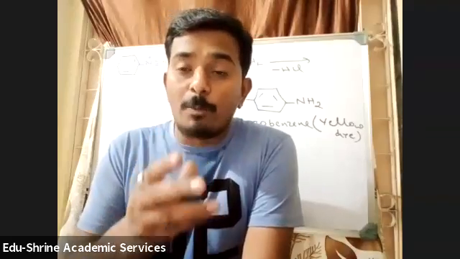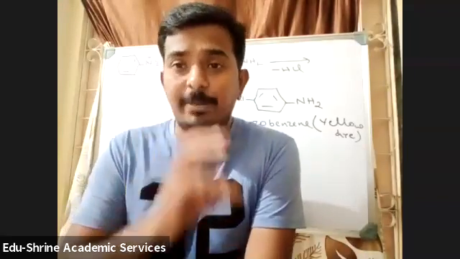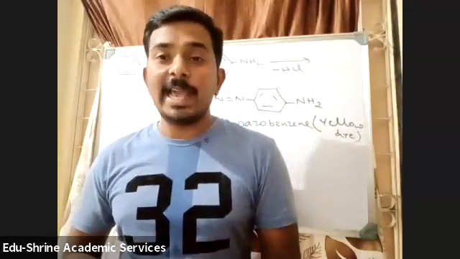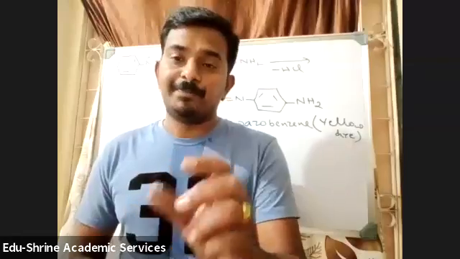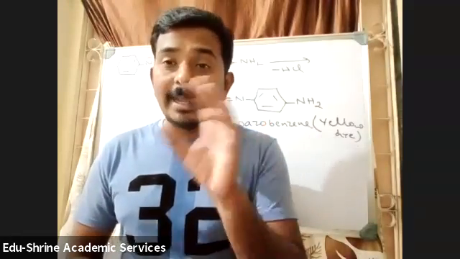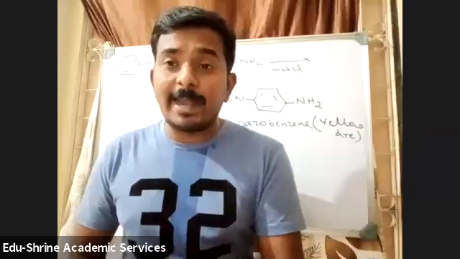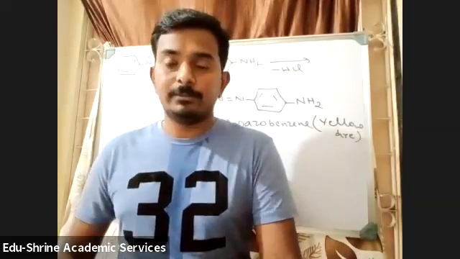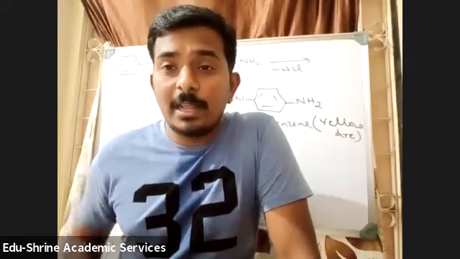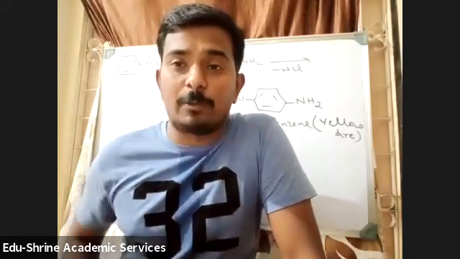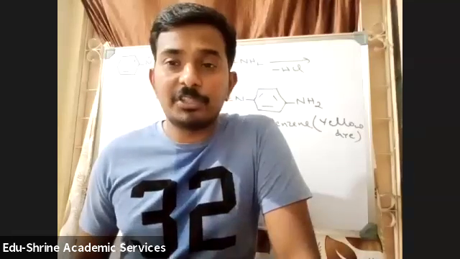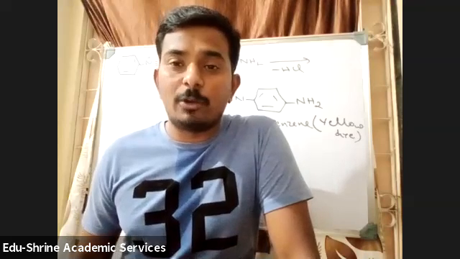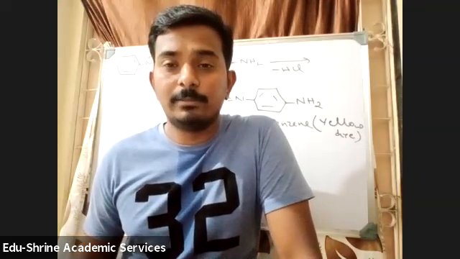Then the Hoffmann bromamide degradation reaction. From the name itself we can get bromamide. That means bromine plus amide. The reaction is between an amide and bromine in the presence of a base. Degradation, because you will be getting one carbon atom less than the number of carbon atoms in the amide. That's why it is called degradation. Okay, now which carbon is removed, students? Whether the carbon from the alkyl group or the C double bond O group in the amide, which is removed. Is the carbon from the alkyl group removed in the amide, or is CO removed?